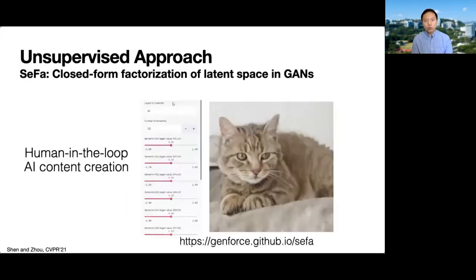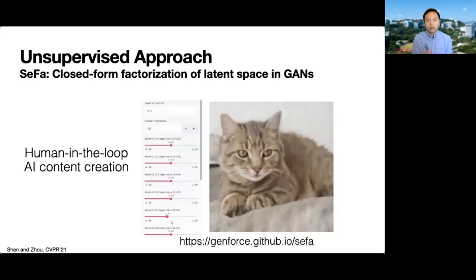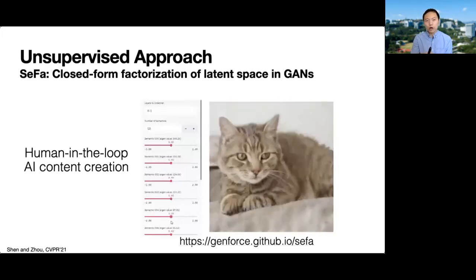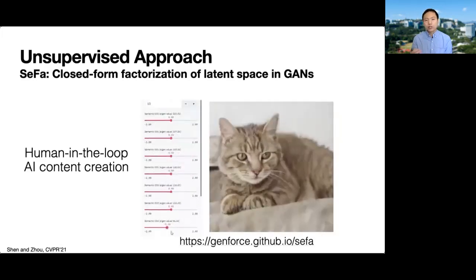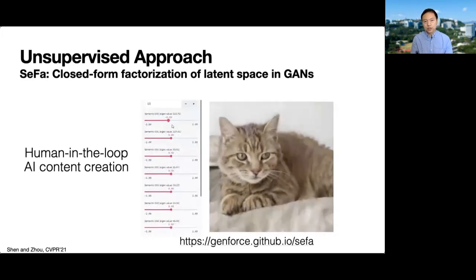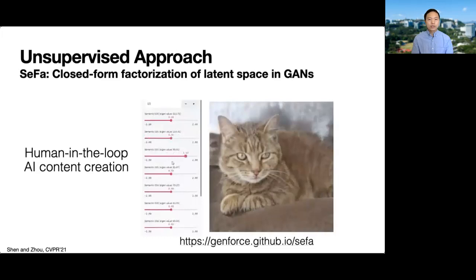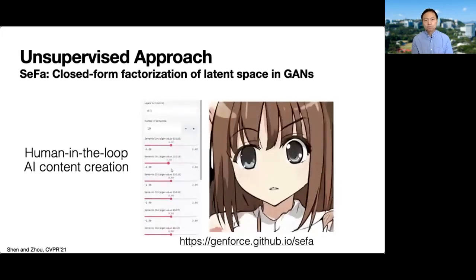Based on this work, we built an interactive content creation demo. On the left, you can see there are different sidebars. The user can just control the sidebar to change the intensity of different controllable dimensions. Then the output image will change accordingly. You can see these sidebars control different attributes such as the pose, texture, and the colors of the cats. So with these methods, we can put humans in the loop for this AI content creation.